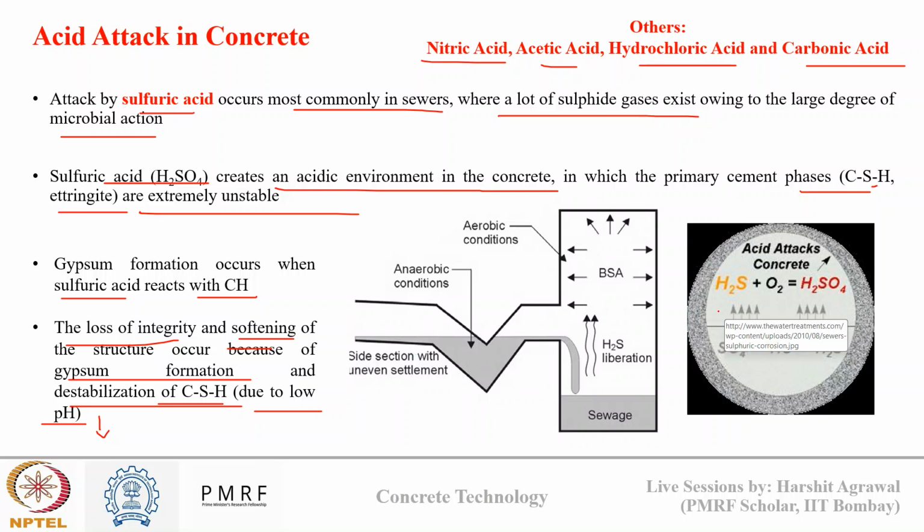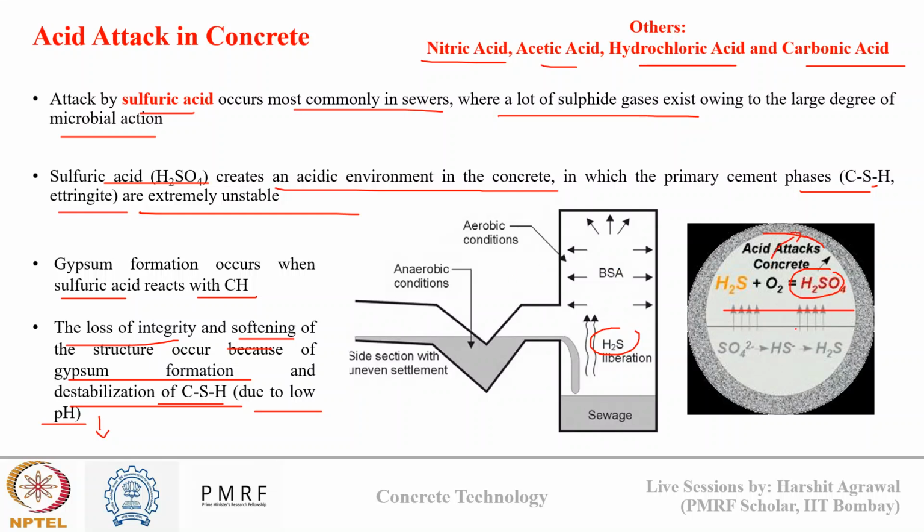So you can see here in this image, sewer water is rich in sulfide ions. Now these sulfide ions get released as H2S gas. But now in the presence of oxygen, H2S converts into H2SO4, and this is what causes attack on the concrete lining. So this is aerobic condition. Okay, so in aerobic condition, acid attack is happening.